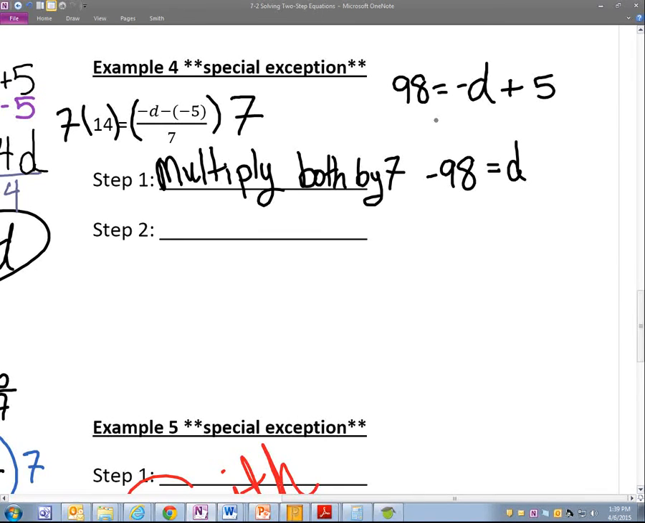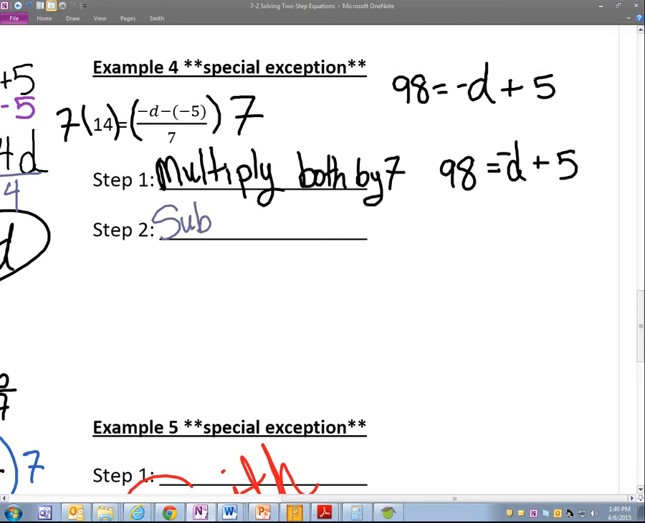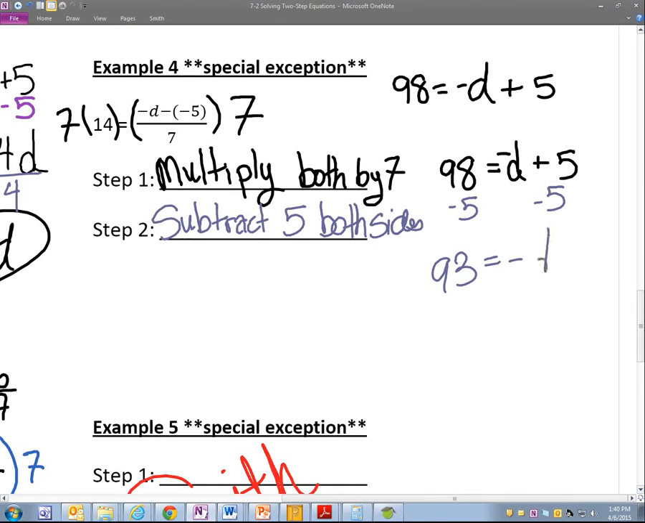98 is going to be negative because I'm still going to go back and switch all my signs because of this guy, because I'm going to eventually divide it by -1. But I could get to that in a minute. So you want to continue with it the way that it is? Then I'll explain how. Okay. So we have opposite of D plus 5. So I'm going to take what's happening to the variable, which is a negative multiplied by it, plus 5, and I'm going to subtract 5 from both sides. Minus 5, minus 5. 93 equals the opposite of D.